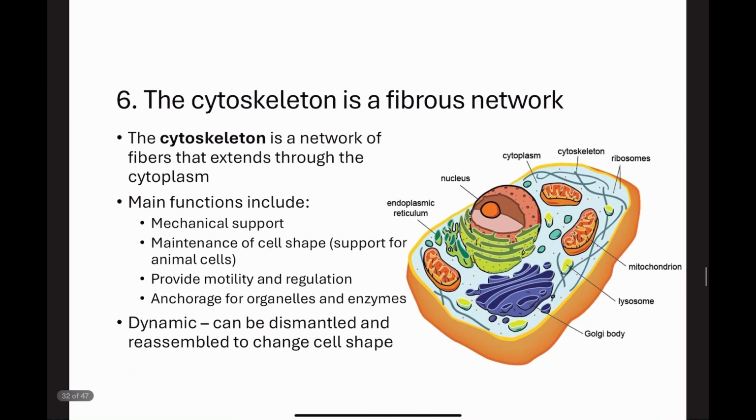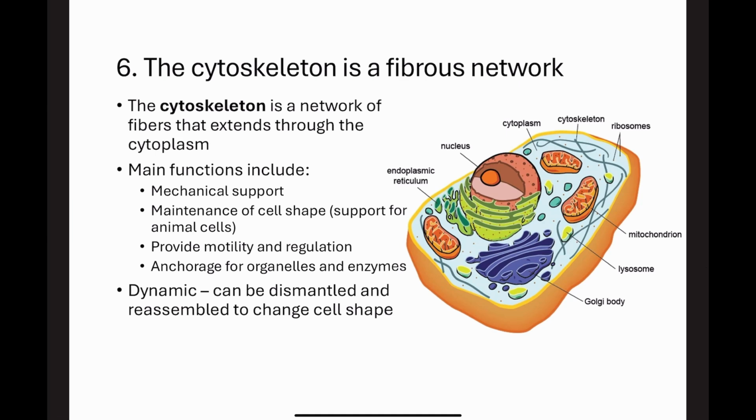So the cytoskeleton is a fibrous network of proteins that extends through the cytoplasm, which is going to provide structural support and maintenance of the cell shape. And the cytoskeleton is especially important in our animal cells because our animal cells do not have cell walls, okay? Animal cells do not have cell walls. So our cytoskeleton kind of acts as an anchor for a variety of organelles and even cytosolic enzymes.